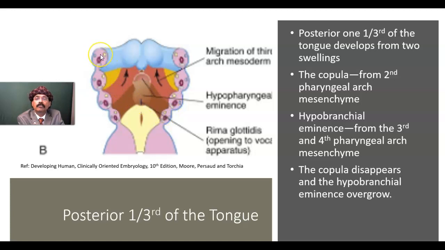The first arch nerve is the lingual nerve. The second arch nerve is the facial nerve. The third arch nerve is the glossopharyngeal nerve. The fourth arch nerve is the superior laryngeal branch of the vagus nerve. So the extreme posterior part of the tongue is here. That is contributed by the fourth arch also, that is close to the epiglottis.